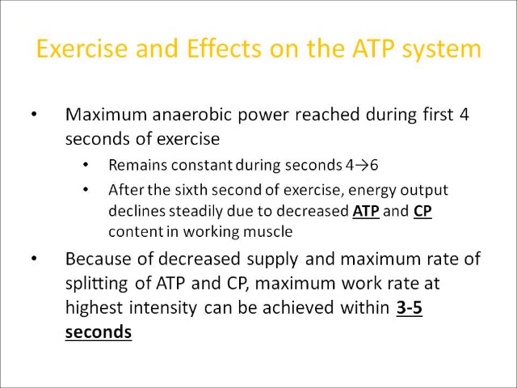Next slide. Exercise and effects on the ATP system. Maximum anaerobic power is reached during the first 4 seconds of exercise. It remains constant during seconds 4 through 6. After the 6th second of exercise, energy output declines steadily due to decreased ATP and CP content in the working muscle. So your blanks there are ATP and CP. Because of decreased supply and maximum rate of splitting of ATP and CP, maximum work rate at highest intensity can be achieved within 3 to 5 seconds. So your blank there is 3 to 5 seconds.